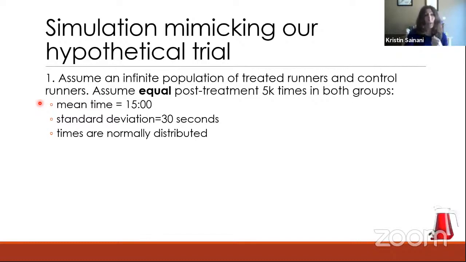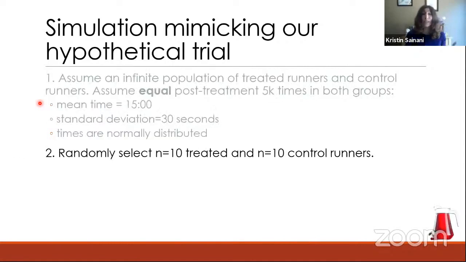I'm then going to run in my computer a virtual trial. So I am going to sample 10 treated runners and 10 control runners. What that means in the computer is that I'm going to randomly generate 10 times from that distribution I just described. Those become my treated runners. And then I'm going to randomly generate another 10 times for my control runners. On average, treated and control runners have the same time. But in any given sample, when I'm only sampling 10 and 10, I might get a few really fast runners in my treated group just by chance. And I might get a few really slow runners in my control group just by chance. So I might actually observe a pretty big difference in the means of the groups in any given sample.